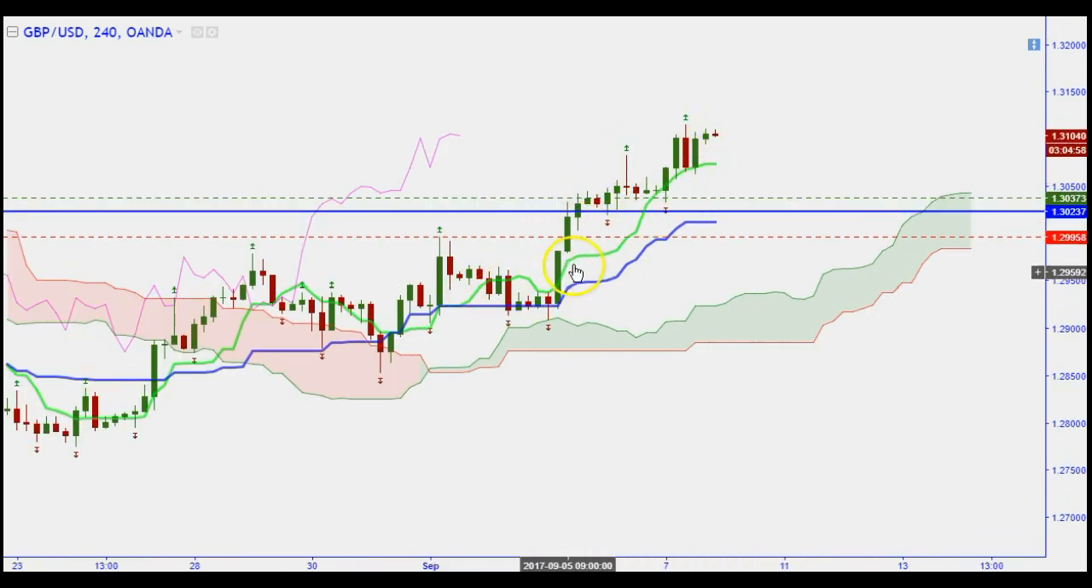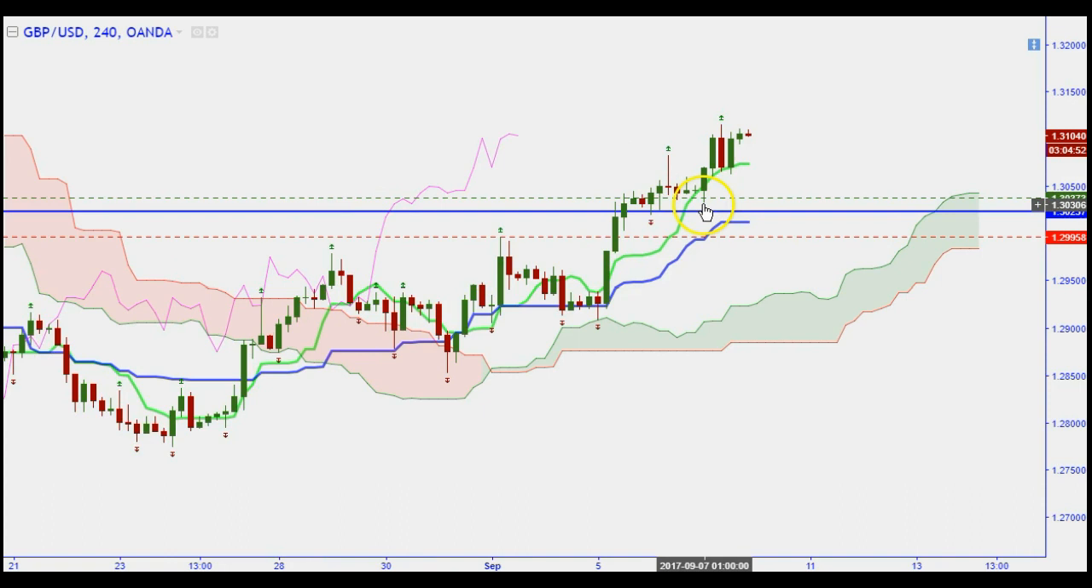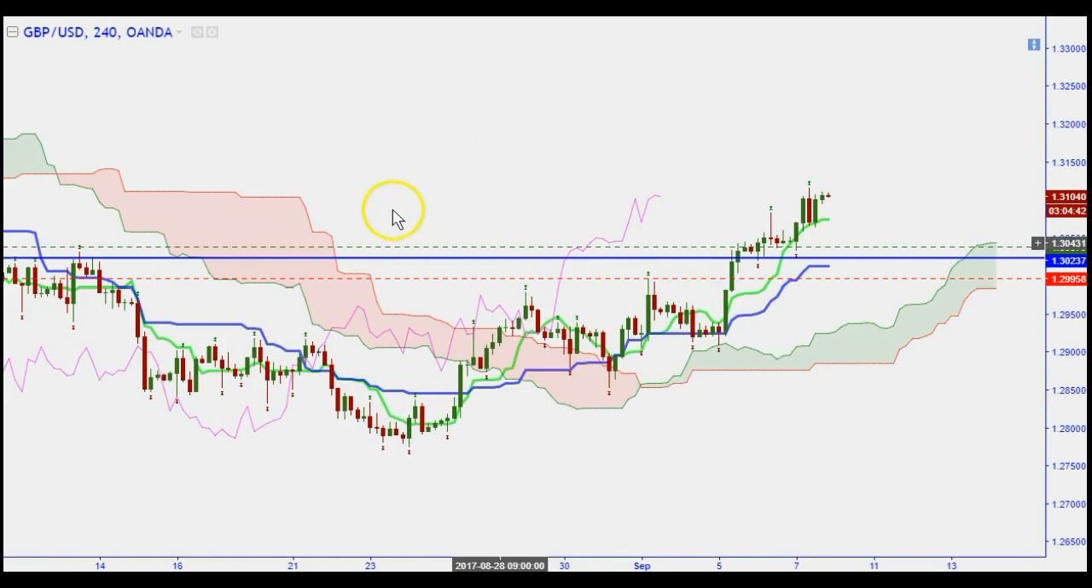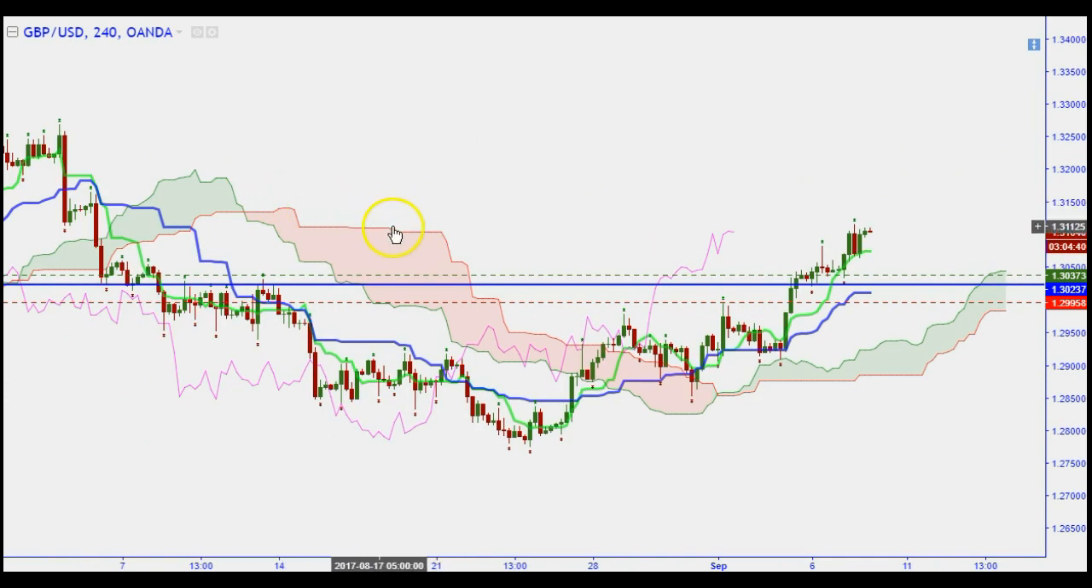Pay attention to Tenkan-sen here. When the market closes below Tenkan-sen, then I start to get worried. But other than that, if it stays above Tenkan-sen, I have a pretty strong trend. And you also look at your lines on Ichimoku, and they give you a clue to what the market's trying to do.